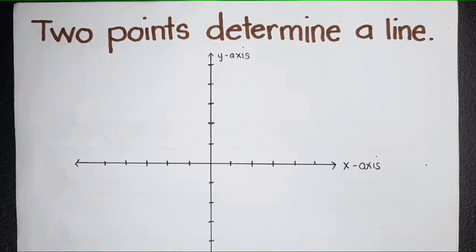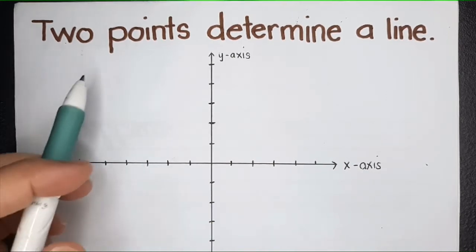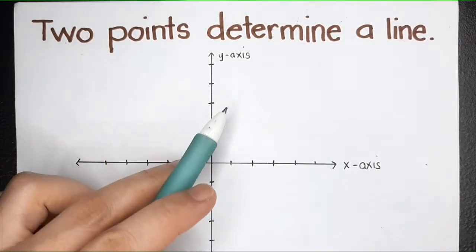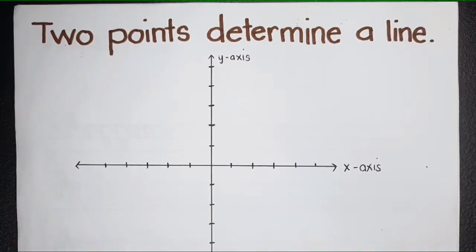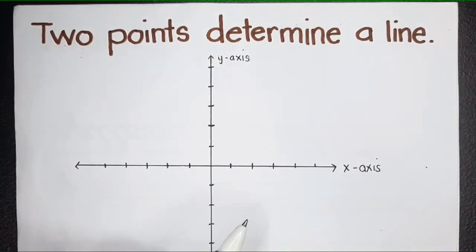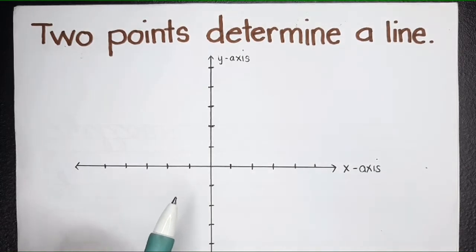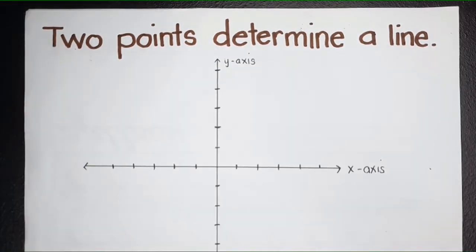So, after our short review on fractions, let's have this statement now. 2 points determine a line. So, what do you mean by that? Madali lang. You just get 2 points on this Cartesian plane or on this XY plane, any 2 points. And then, you connect those 2 points. And then you'll see you can create a line.